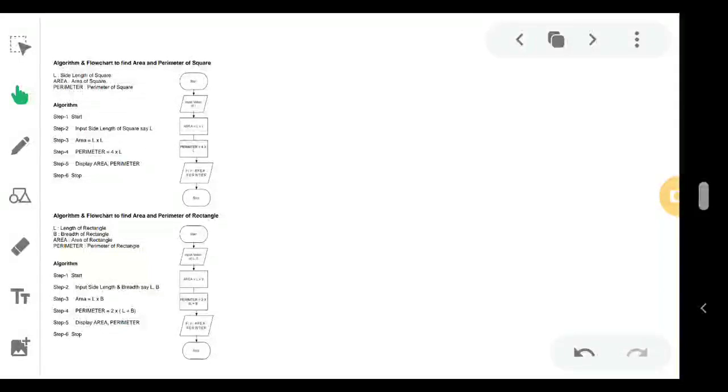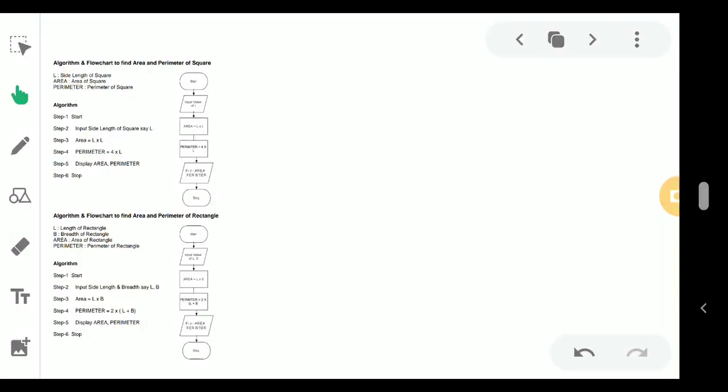In the previous lecture session, we learned how to add two numbers and how to write the algorithm and flowchart, as well as the temperature conversion from Celsius to Fahrenheit and Fahrenheit to Celsius. So today we will start with another flowchart and algorithm.